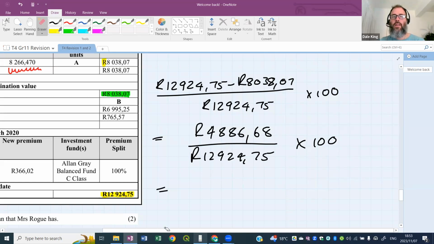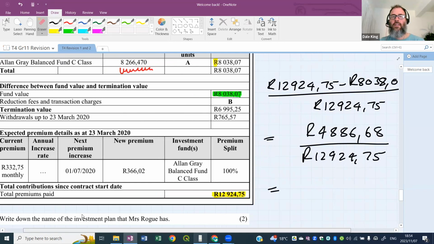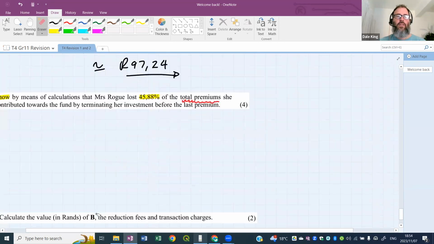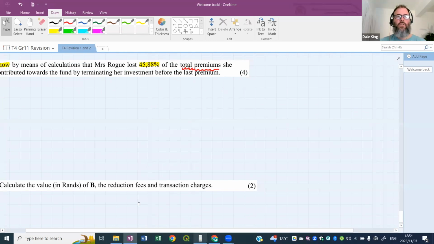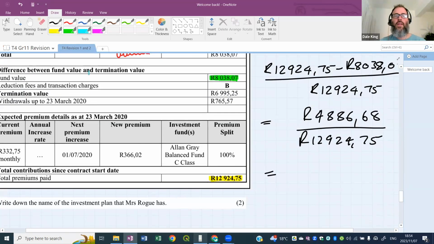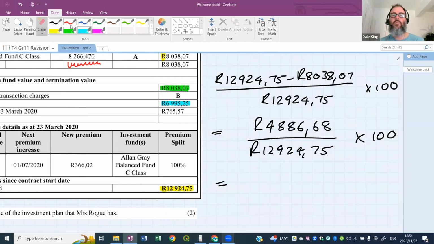So look at the table again. I'll read the question again at the bottom and you'll get the clue. What about the transaction charges? Yes, it's transaction charges. So they say here it's a termination. And if you terminate, there are reduction fees and transaction charges. We don't know what they are, but whatever they are, they bring us to a new total of 6,995. So this drops even more.